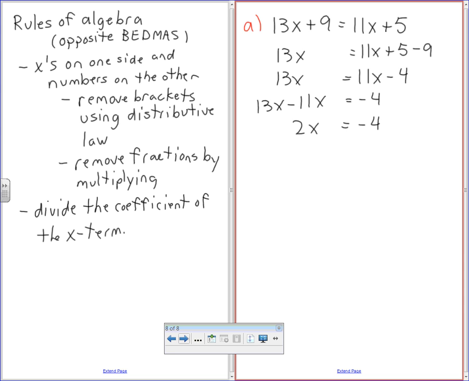Hannah, final step here is going to be what? You don't want to take away the x here. If we have 2x equals negative 4, you just want it to be x. So what do we need to get rid of then? Divide. Yeah, good, divide by 2. So x equals negative 2.